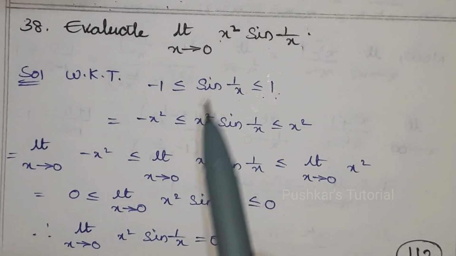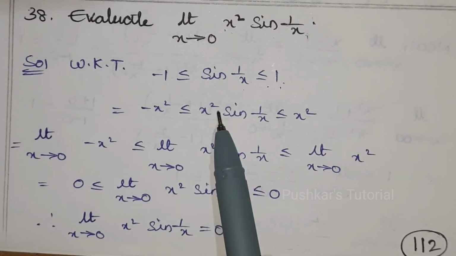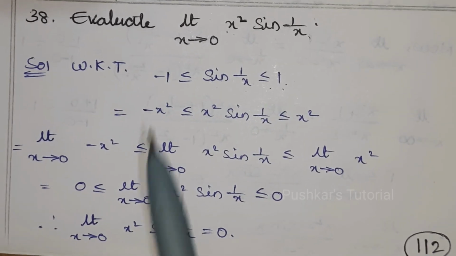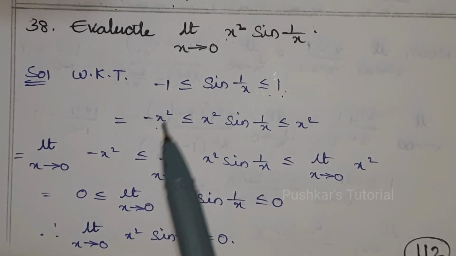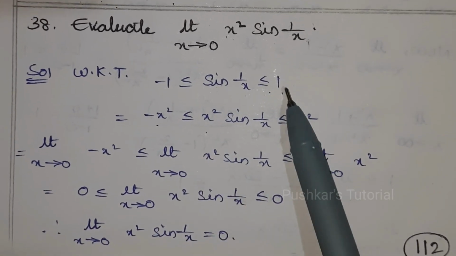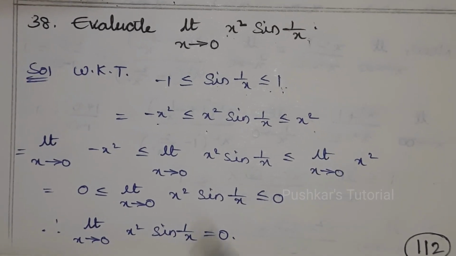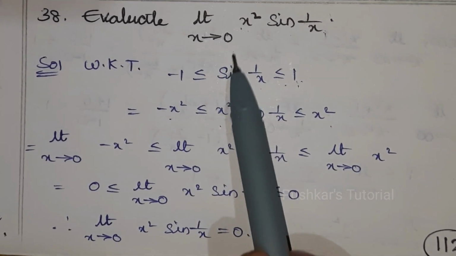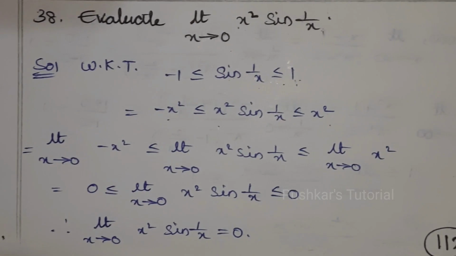For the sine, what is the extra part? x square is there. So I need to multiply the whole inequality by x square. x square into -1 gives minus x square, x square sine 1 by x, and x square into 1 is simply x square. For this I need the limit now, so apply the limit to the inequality.